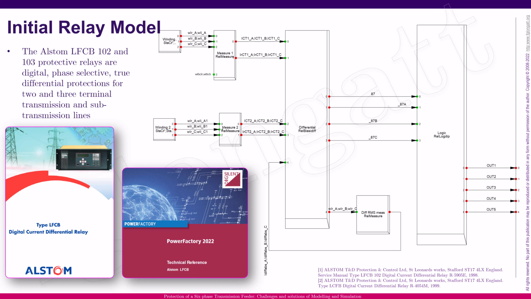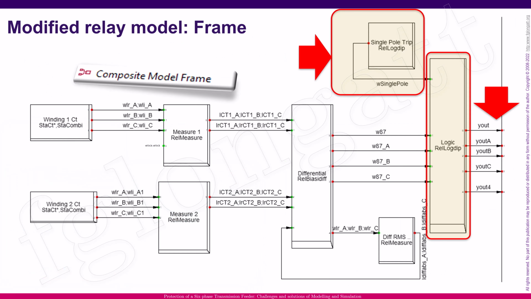And as you can see over there, the interesting part is that if you look at the original model, you will find that this relay is using a single trip, but this trip is a three-phase trip. We modified this model, including the single-phase tripping, and as a consequence, we need to include a logic for the single pole trip, but also modify the internal logic of the relay to enable the trip for phase A, B, and C. And that is what we have done.